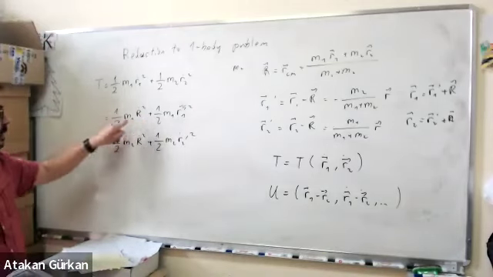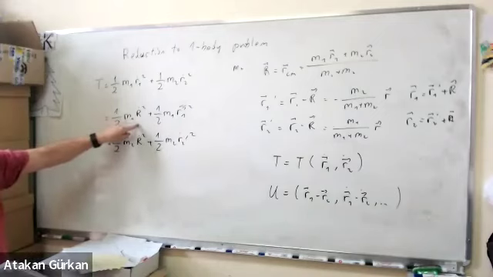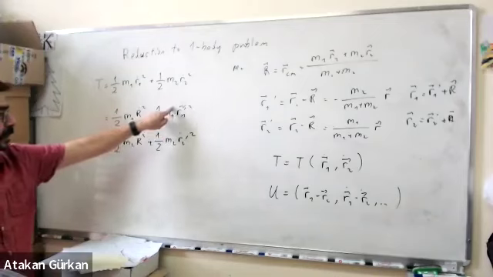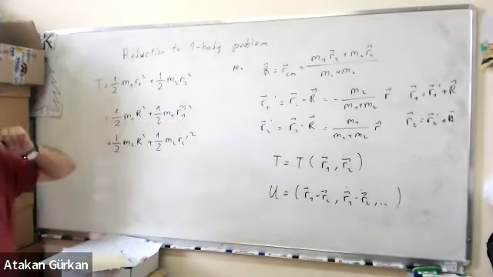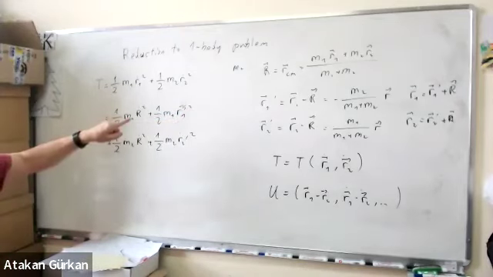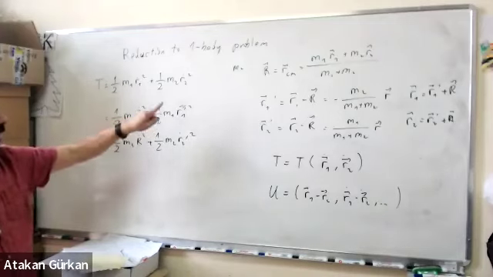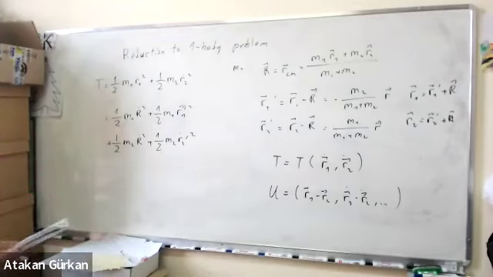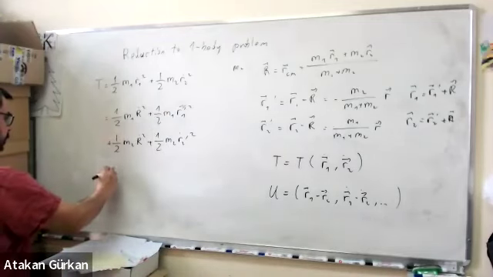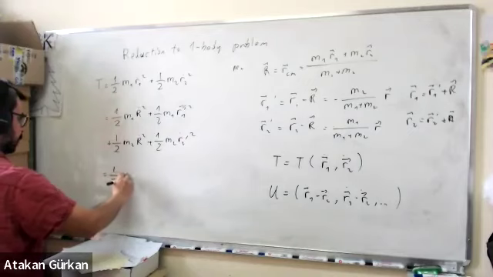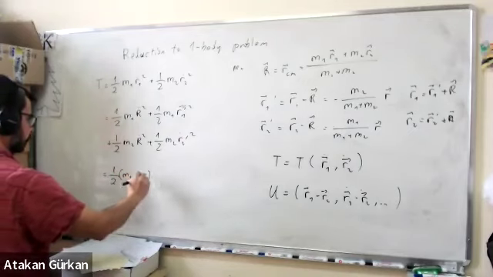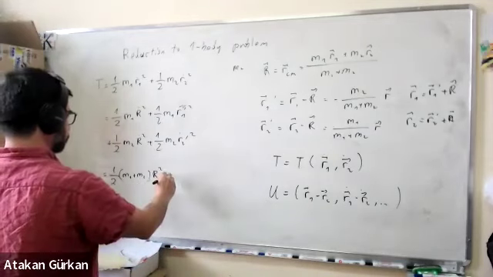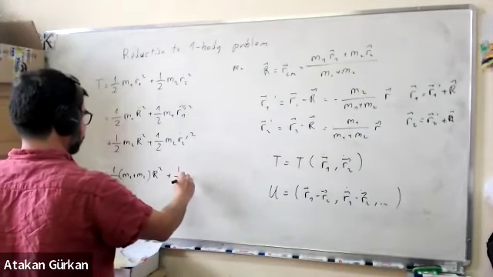I'll put symbols here. This is simple. This is a half M1 capital R dot squared. This is a half M1 R1 prime dot squared. So it's the velocity of mass 1 about the center of mass squared. And this is for the second mass. Now I can add these up. This is going to be a half M1 plus M2 R dot square plus a half.